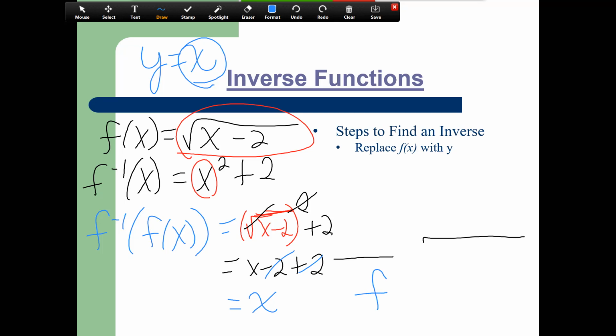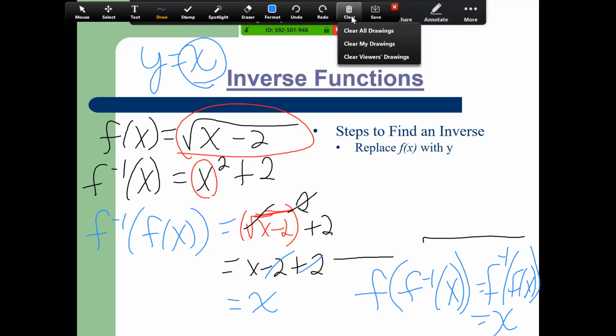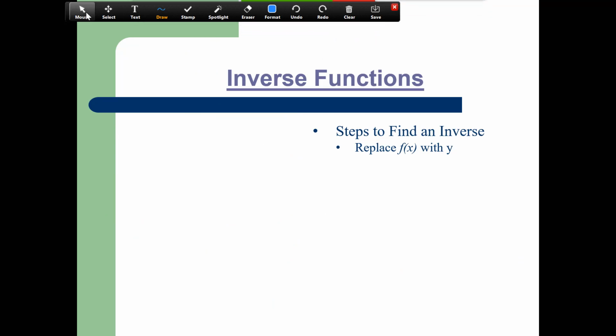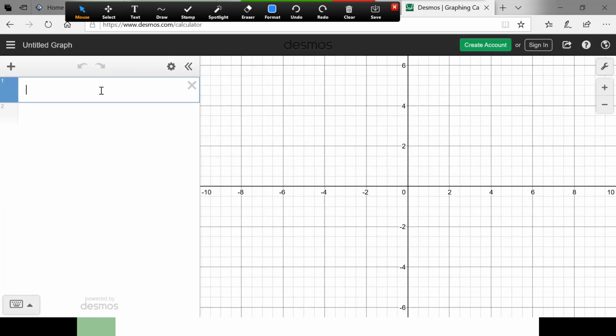So you should find that the function with the inverse plugged in equals the same thing as the inverse function with the original plugged in, and both of those will equal x if you are checking algebraically. Now, let's go ahead and take a look on Desmos, and let's see if that's actually what happens.